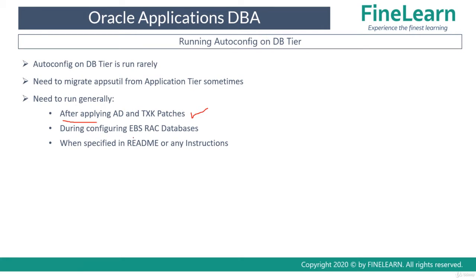The next thing is, if you're configuring RAC databases or making any important changes in the configuration of the database related to E-Business Suite, then you run autoconfig. Or explicitly, if you're performing any activity and there's a README file instructing you to run autoconfig on DB tier, then yes, you have to run autoconfig on DB tier.